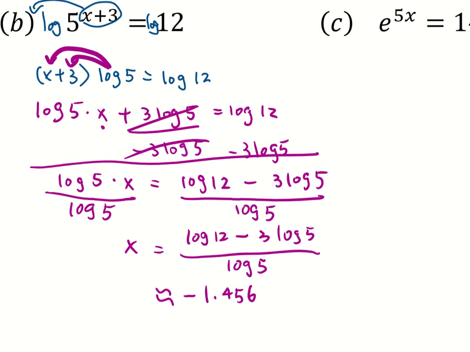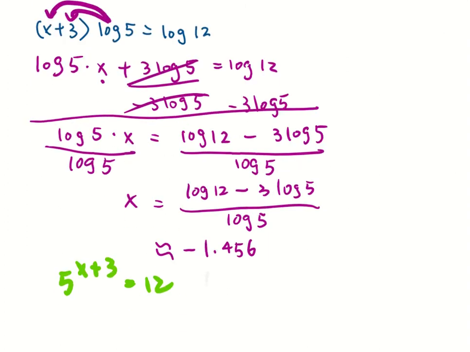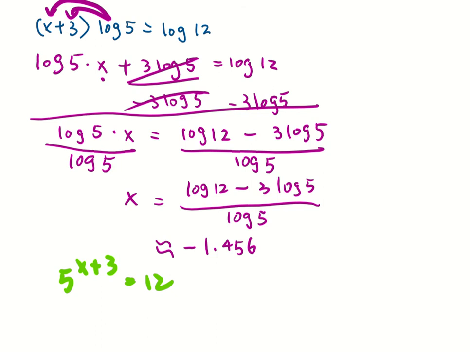Okay, now I'm going to show another way to solve this equation. Write down the equation again. 5 to the x plus 3 equals 12. Remember I said the first step you can either take log or ln on both sides. Well, I will still take log on both sides. So I will have log of 5 to the x plus 3 equals log of 12.